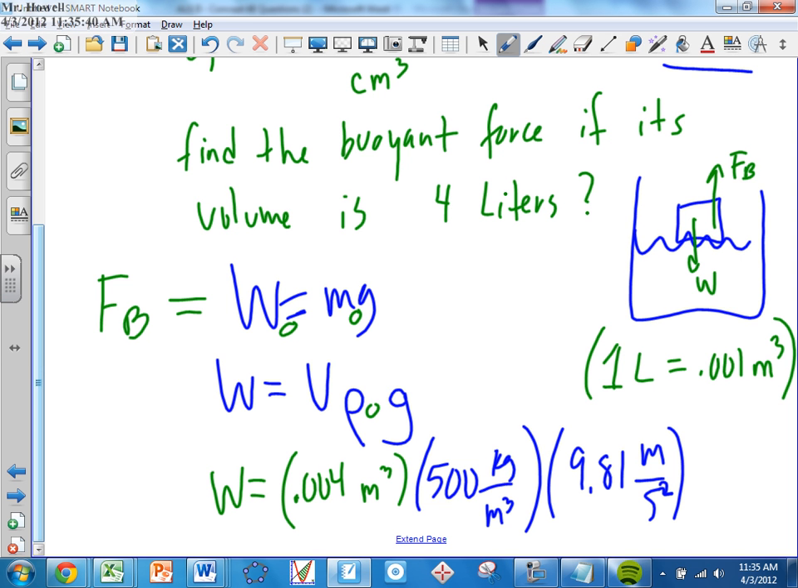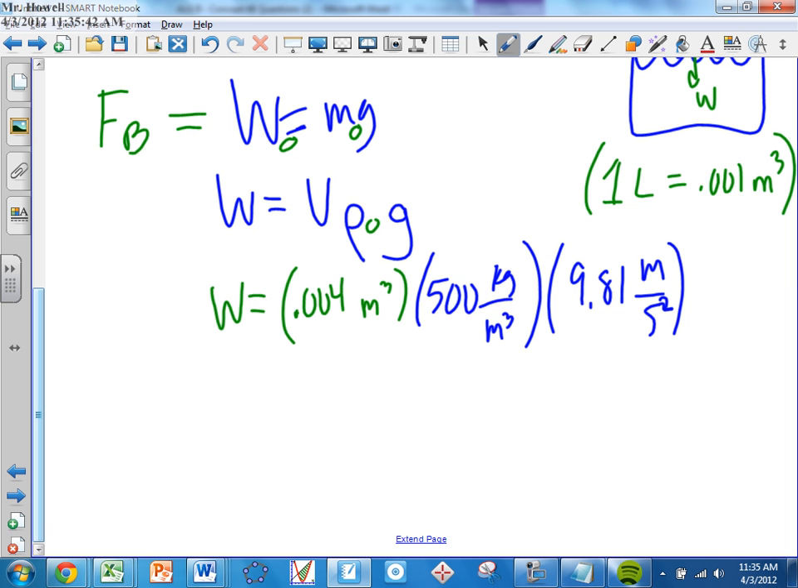If I actually do this, I'm going to get newtons as my answer. Take a look. Your meters cubed will cancel with your meters cubed. You have kilogram meters per second squared, which is a newton. Think about it this way. This is like mass, with kilograms. That's acceleration. What do you get for an answer?